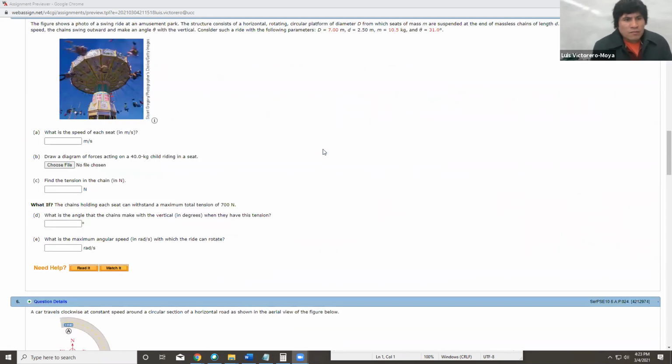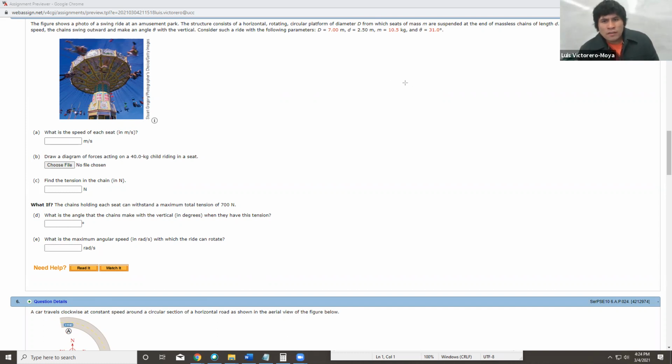Let's check number 5, because this one is actually a problem that you need to be careful with. It's easy if you have done the conic pendulum, like the one that we just did, but you have to realize that you have a wheel rotating, like in an amusement park, as they show you in the picture, and you have chains. So the projection on the plane of this diagram is probably not as obvious, but let me just show you guys.